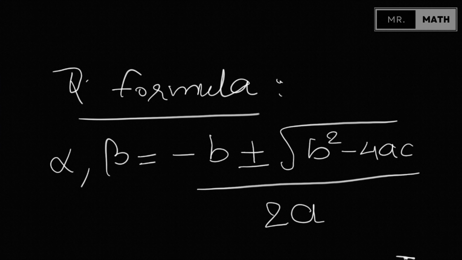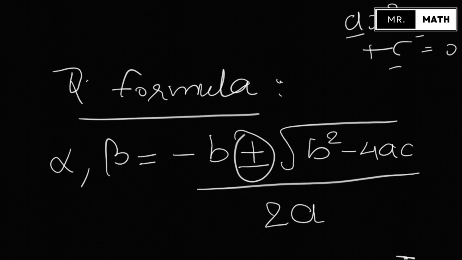What do you guys remember of the general form? AX square plus BX plus C is equal to 0. You read this, right? Remember that. So this ABC are this ABC. Got it? So one time we will take plus here and other time we will take minus here and we will find the roots. Correct? So that's very simple as compared to factorization, right?